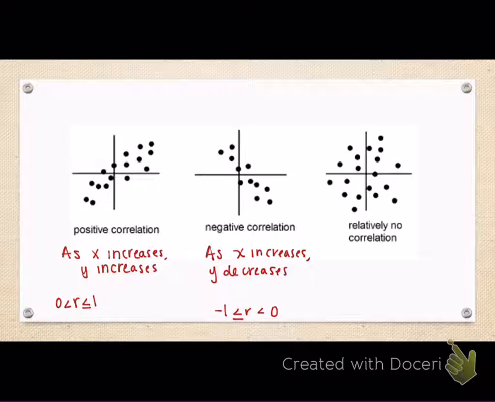And then a relatively no correlation means that you cannot draw a line through it in any way, shape, or form. So your R would be 0. So the closer to 0 it is, the more that it doesn't have a correlation at all, which means that the data probably does not mean much to you guys at all. So what questions do you guys have so far?